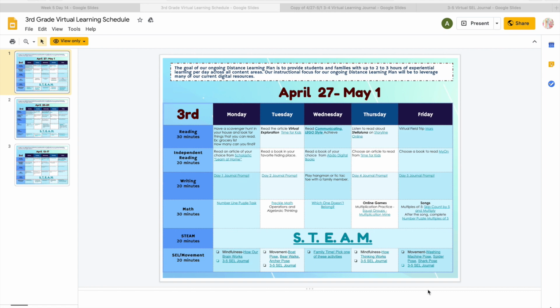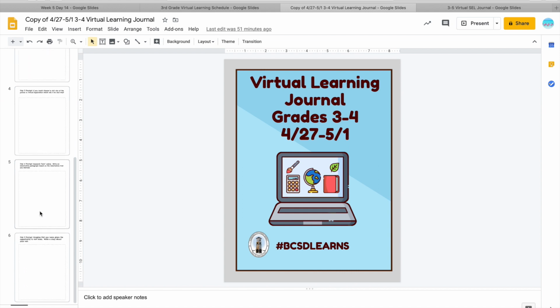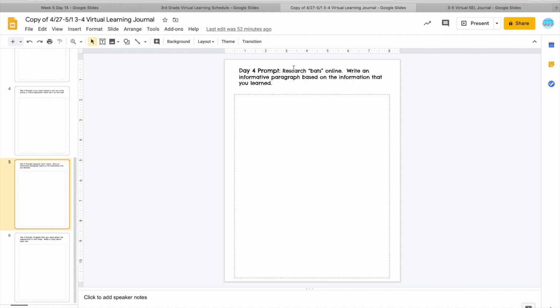For your journal, they want you to go to your journal prompt, so that would be day 4. It says, research bats online. Write an informative paragraph based on the information that you learned. So this goes with Stella Luna because they're writing about bats and you're reading about it. So this would be information. So remember, this is SS Lightbulb, and you guys give your reasons with your explanation. I will have in Google Classroom an assignment. You guys can do a Google slideshow plugging in your information for the informational, similar to the one we did the first week for opinion. So that'll be on Google Classroom.